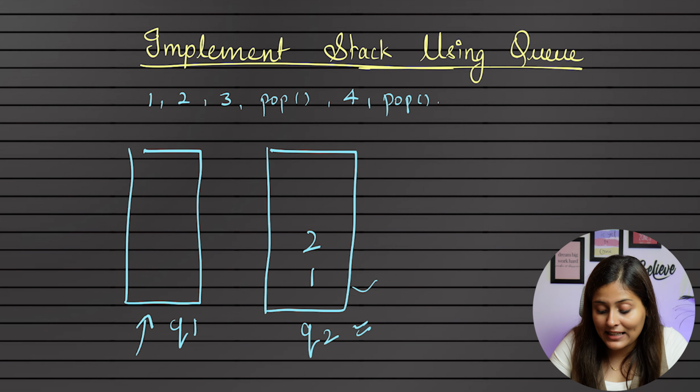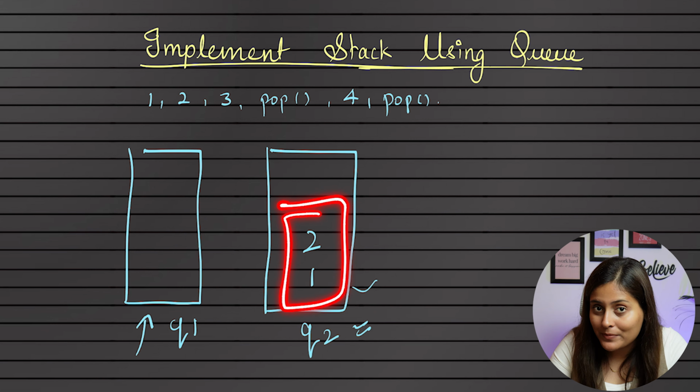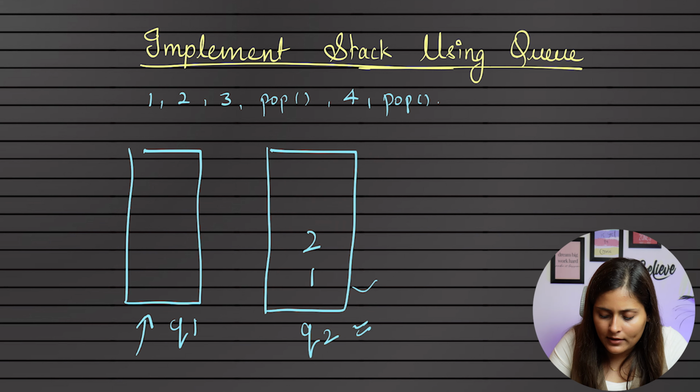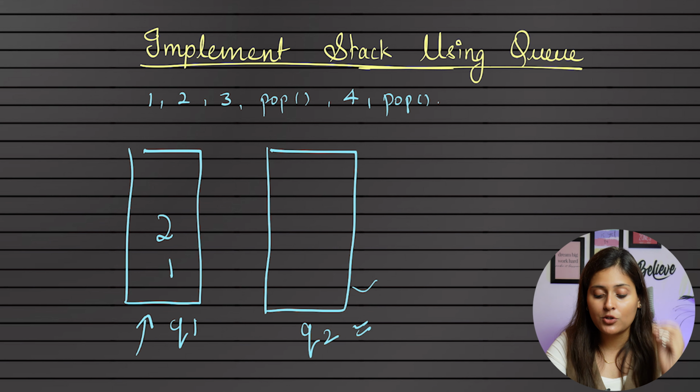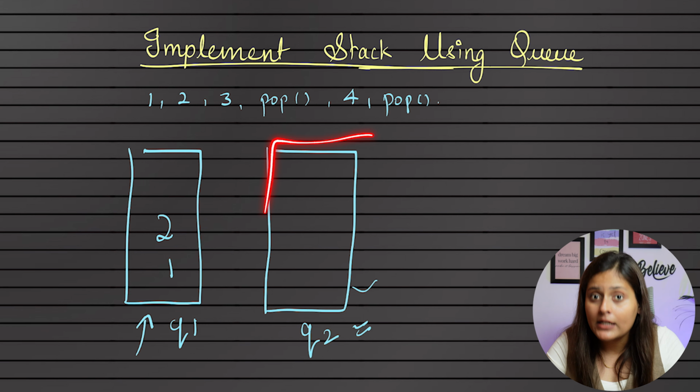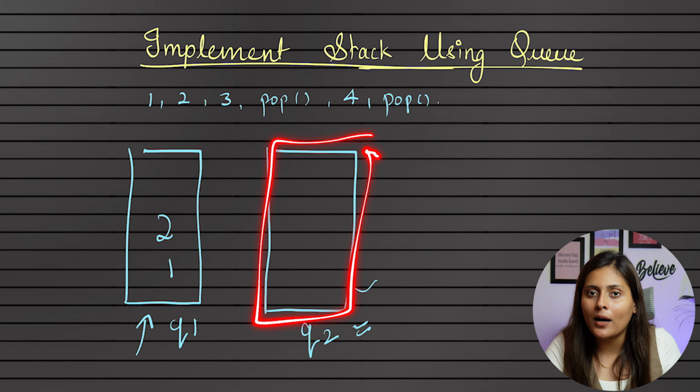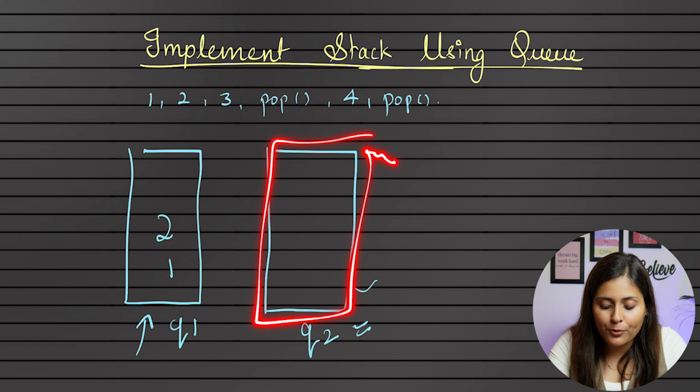And now you can say, yes, 2 is at the top, correct? So we will just copy 2 and 1 in the same position in Q1, not in Q2, because in Q2 we are always keeping it empty just to insert the newly come elements. Okay. Now suppose 3 comes.